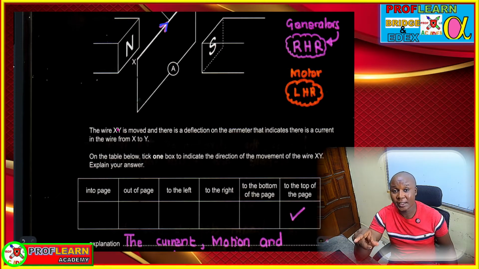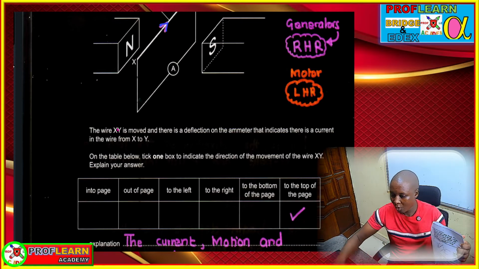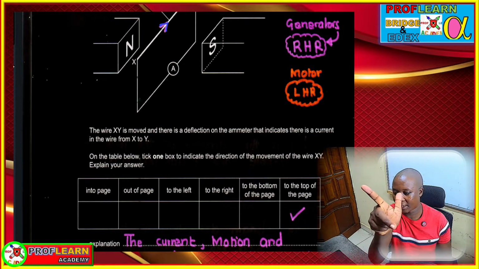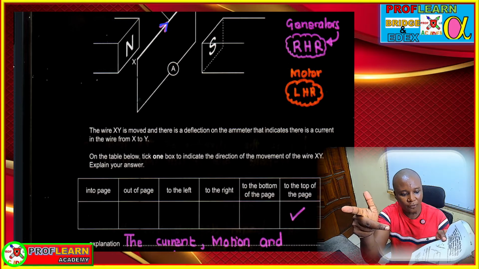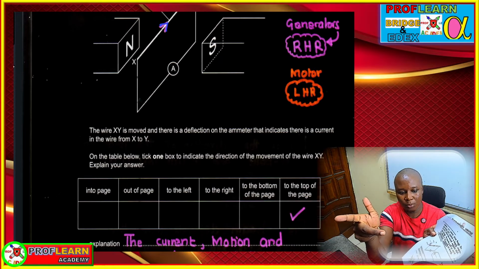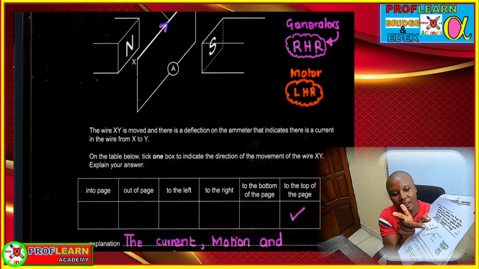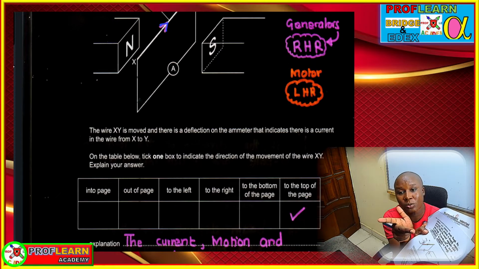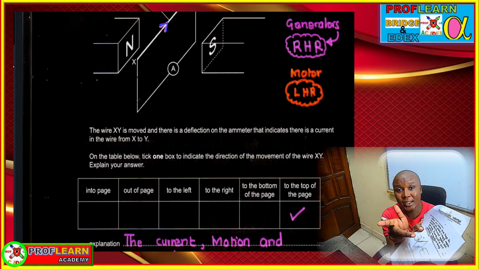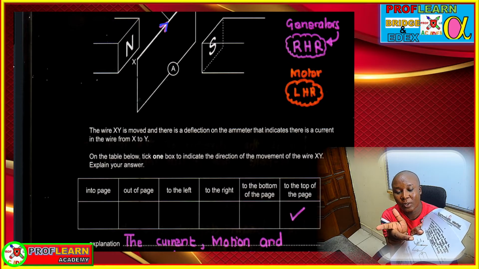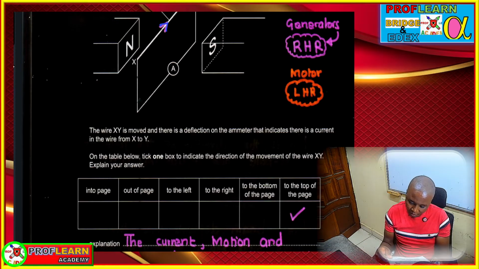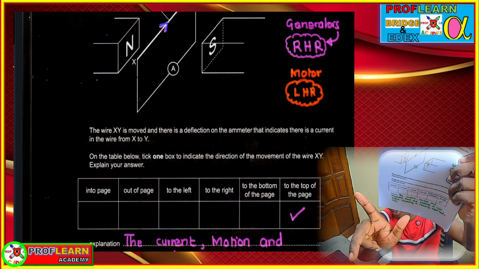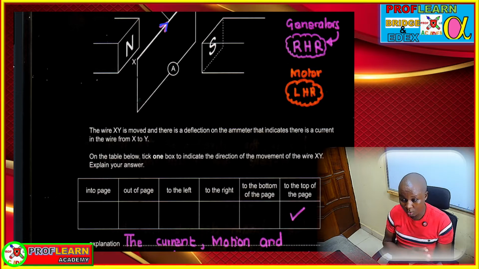Because this is a generator generating electricity, you are going to use Fleming's right hand rule. So I'm going to hold my fingers like this, such that the three fingers are at 90 degrees to each other. Looking at the flow of current here, the first finger is pointing from the north to the south, and this other finger is pointing the way the current is flowing from X to Y. So my thumb is pointing upward, which means the motion of this conductor is upwards. So I'm going to select the top of the page. In that case, you try to do it using your right hand rule.